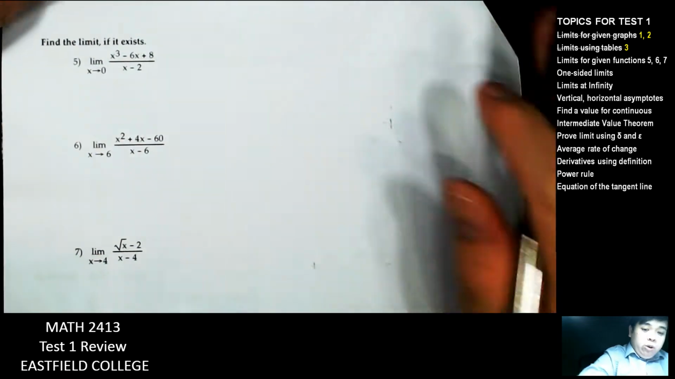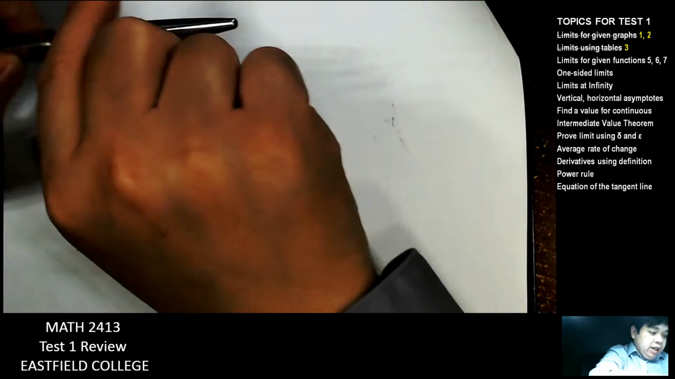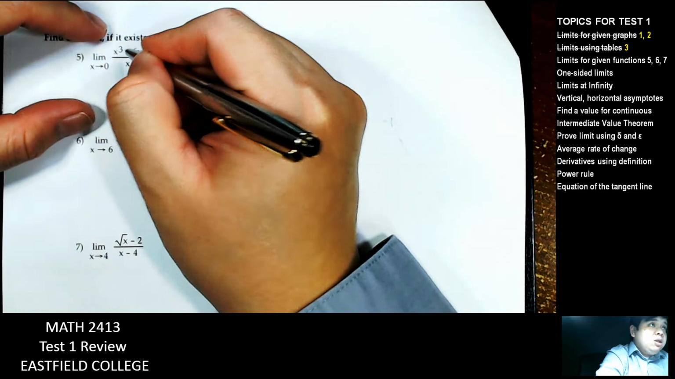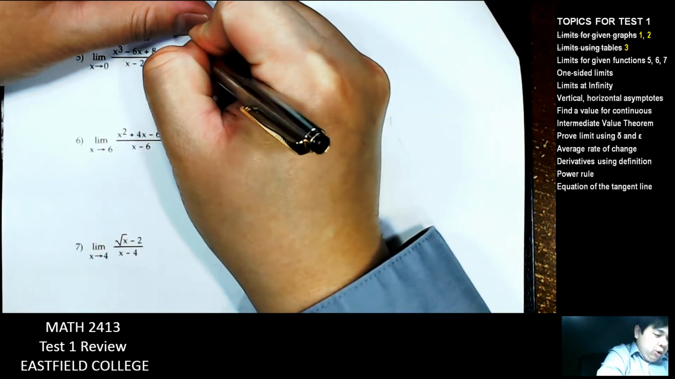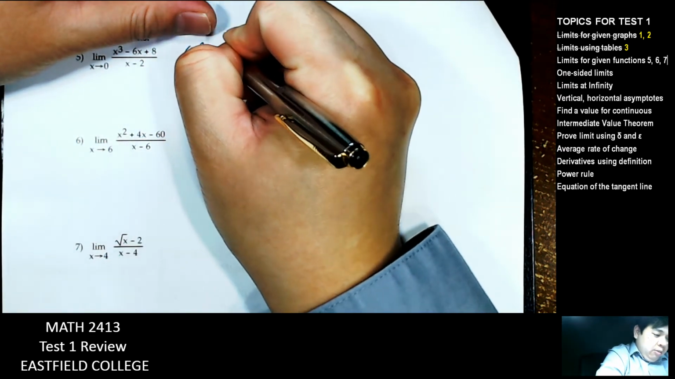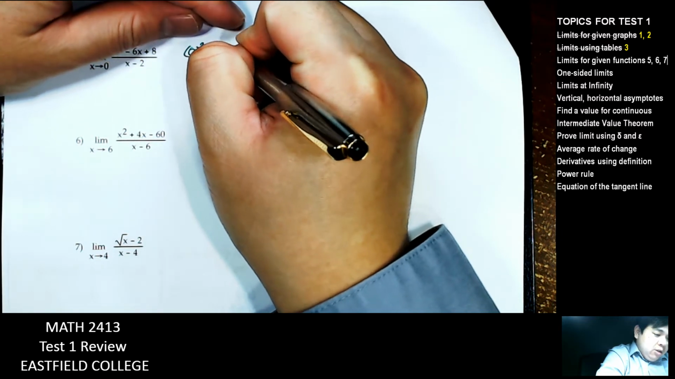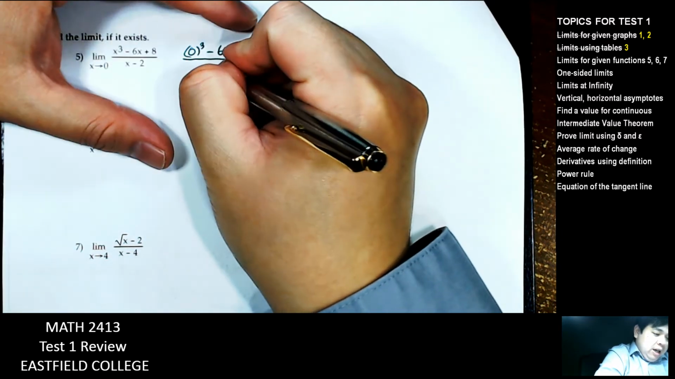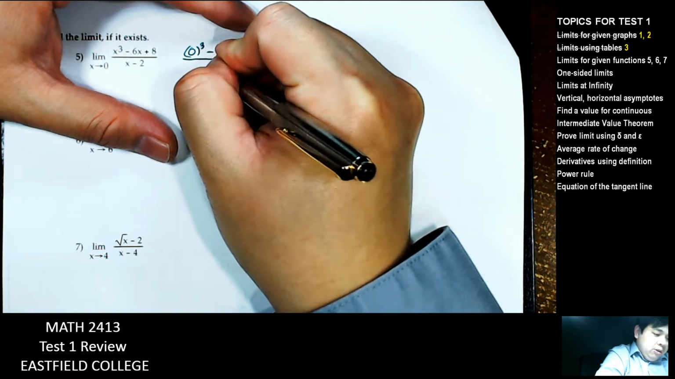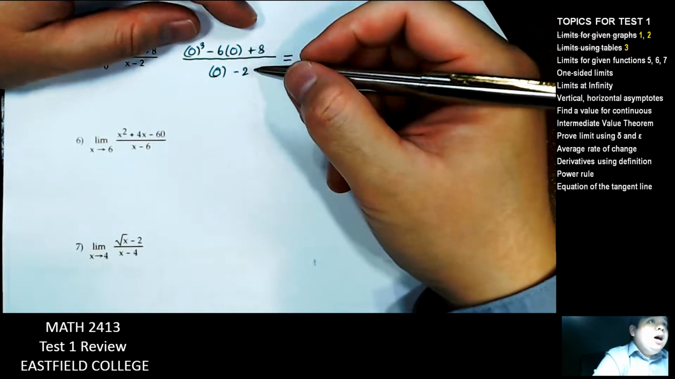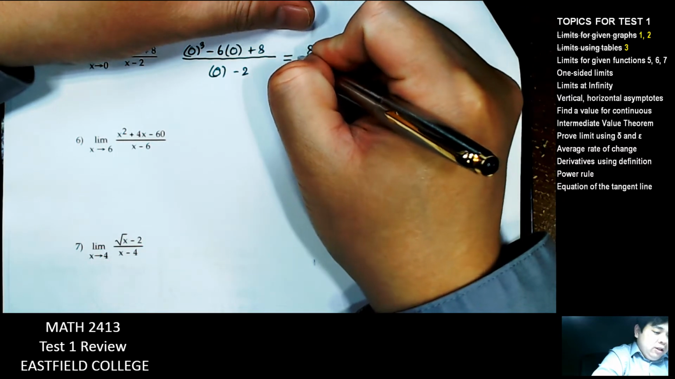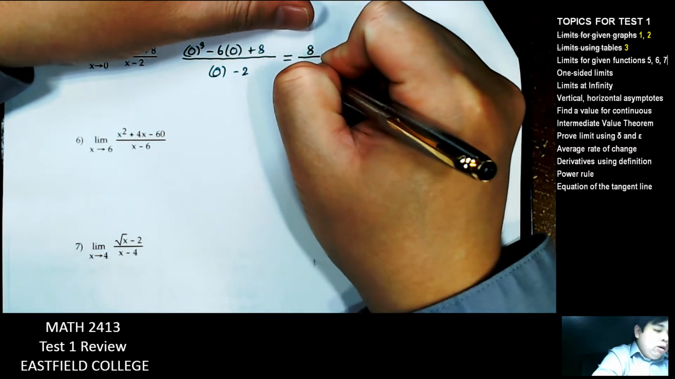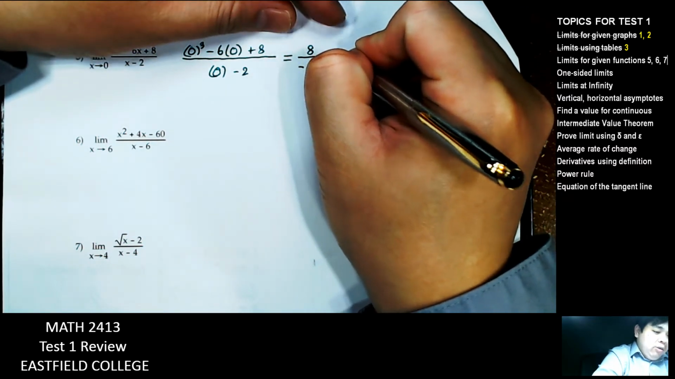So the first thing when we try to find the limit is just put in the numbers for x. We have 0 cubed minus 6 times 0 plus 8, and 0 minus 2. So we have 8 on the top, negative 2 at the bottom, and that is negative 4.